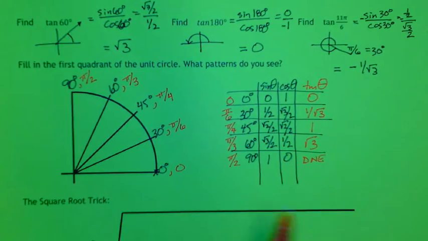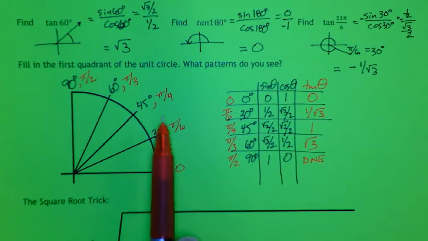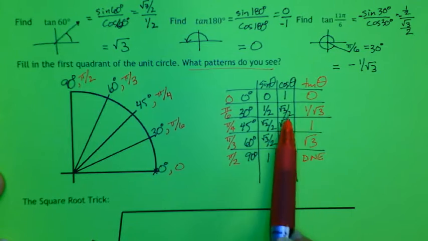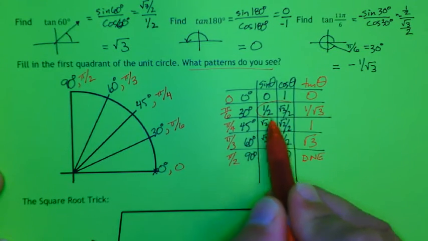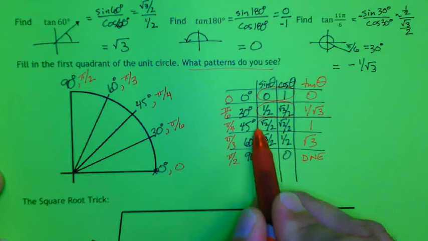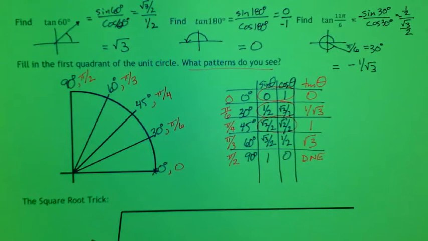Right? And so we can come over here and we can see, hey, what patterns do we see? We recognize that 1/2 and root 3 over 2 are going to be paired up. 0 and 1 are going to be paired up. Root 2 over 2 and root 2 over 2 are going to be paired up.